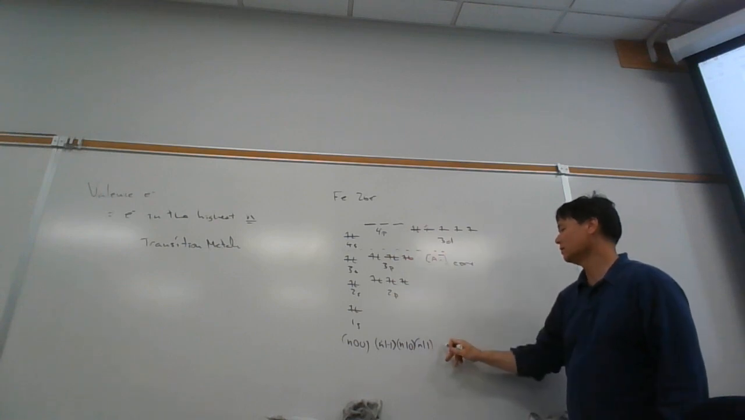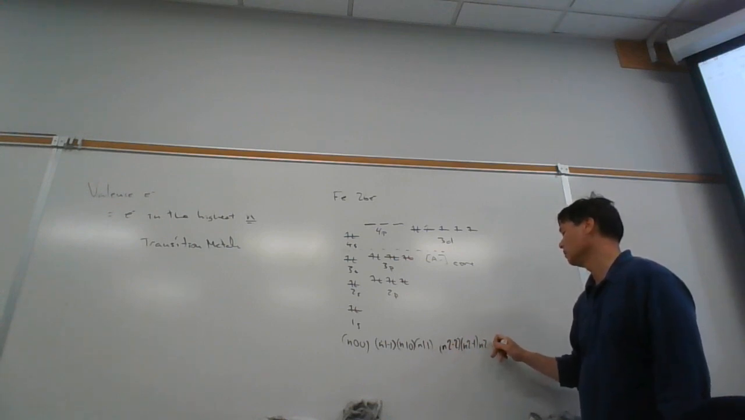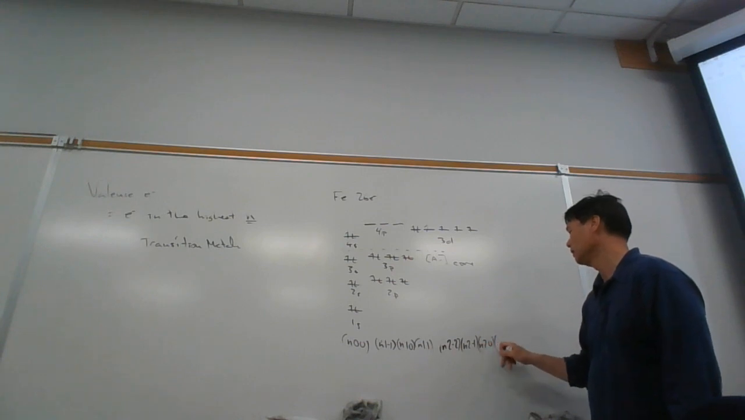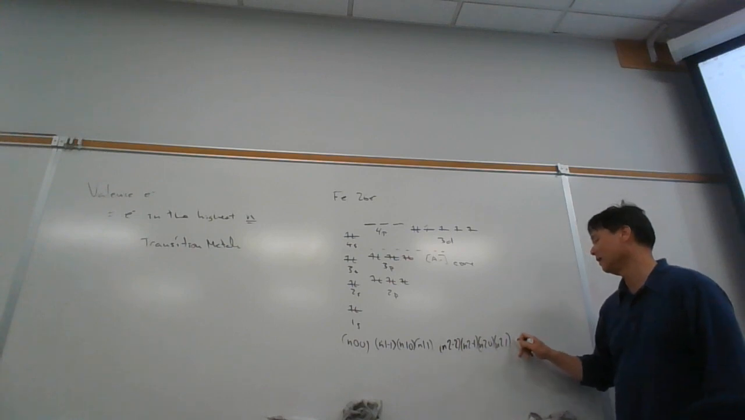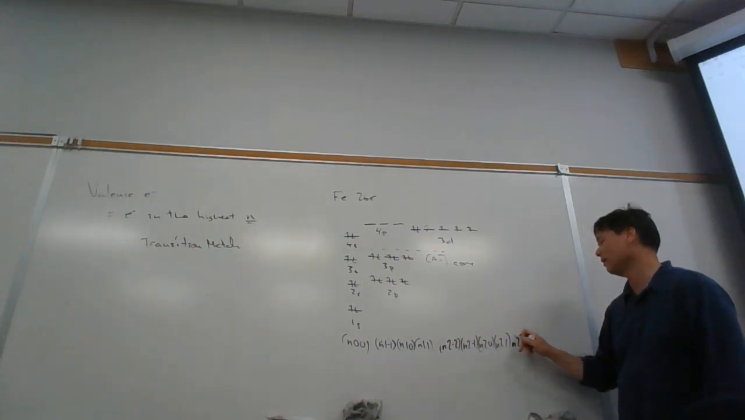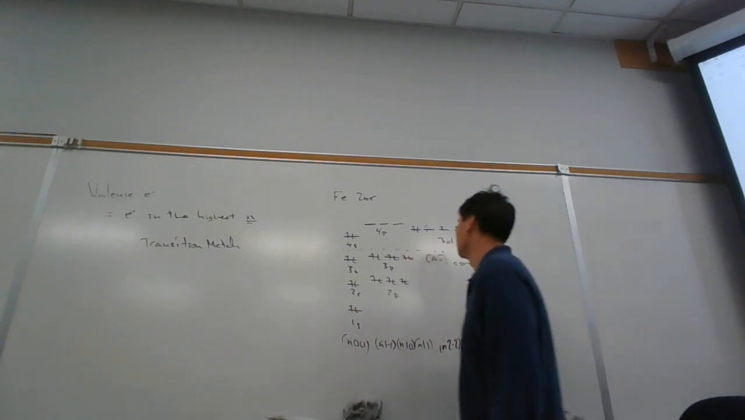And then the d's are going to be the n2, negative 2, the n2, negative 1, the n2, 0, the n2, 1. And so it's 3d, 4d, 5d, 6d, etc.